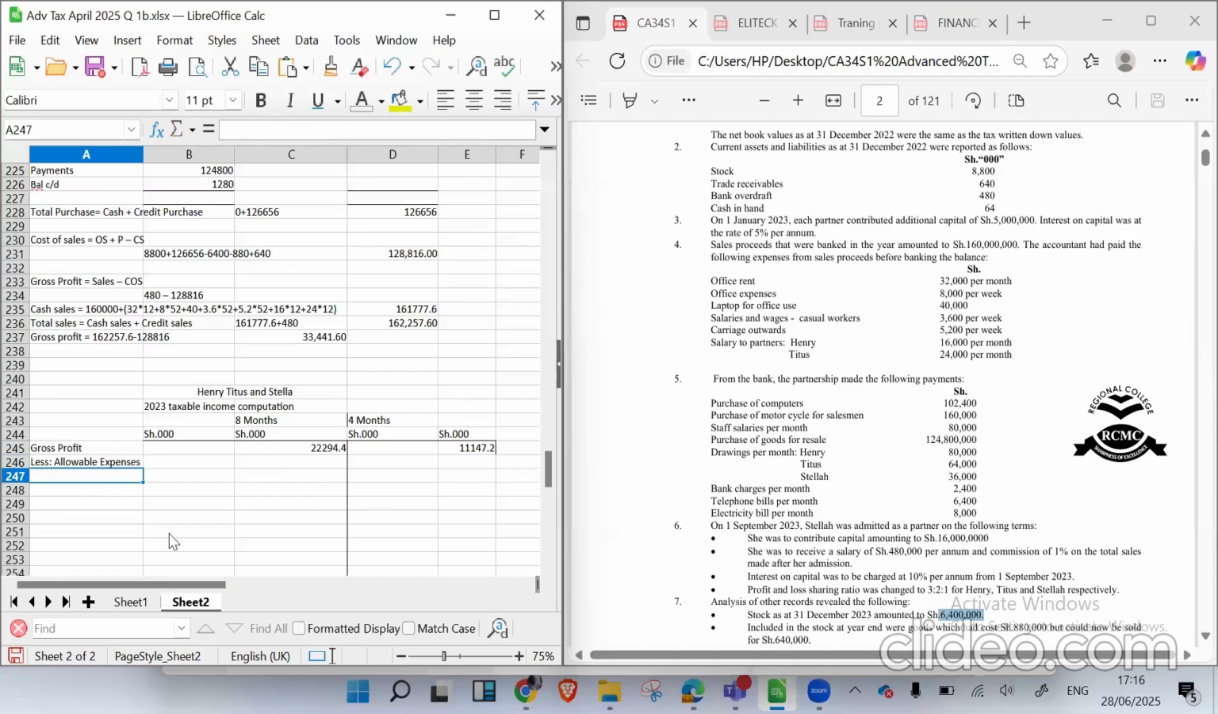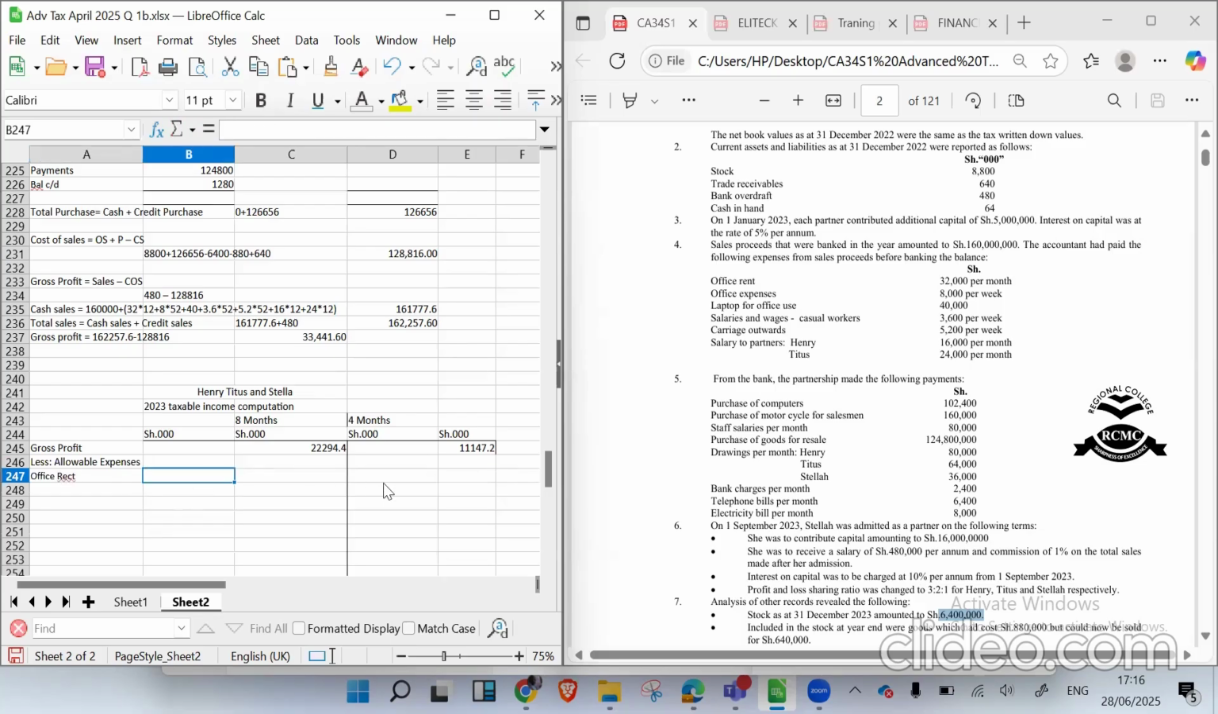Kabisa. So we less allowable expenses. Allowable expenses, tunaweza anza na note number 4. So sales proceeds that were banked in the year, the accountant had paid the following expenses before banking the balance. Office rents ni expense. Yes. So have office rent.